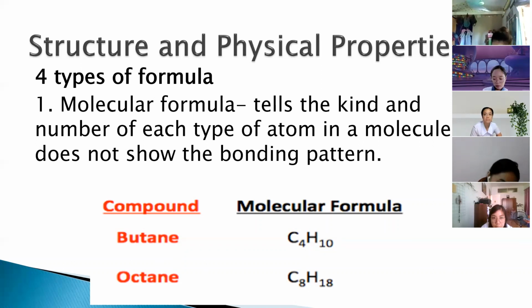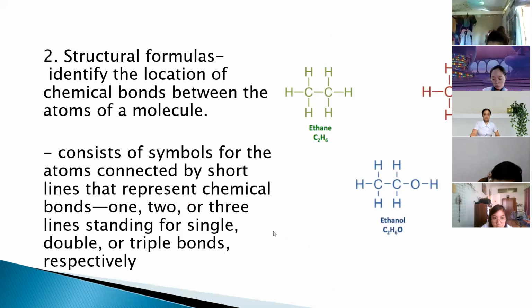It really only summarizes the number of atoms for each element. And that is also true for octane. You have here C8H18. When you see a formula like this, we call it the molecular formula. Now let's have number 2, the structural formula.